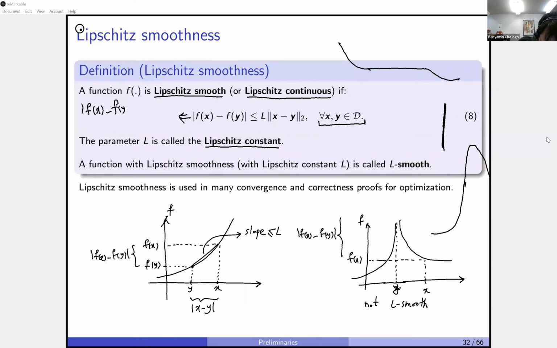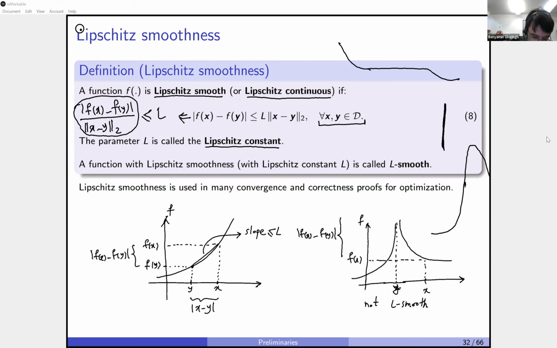I'm explaining why it's an upper bound on this slope. Do you remember when we were talking about the Lipschitz continuity, we said this is an upper bound on this slope, and that's the reason: you can rearrange this inequality and then you will have this. And what is this? This is exactly the absolute value of the slope. So its sign is not important here, and that's why L is always positive.